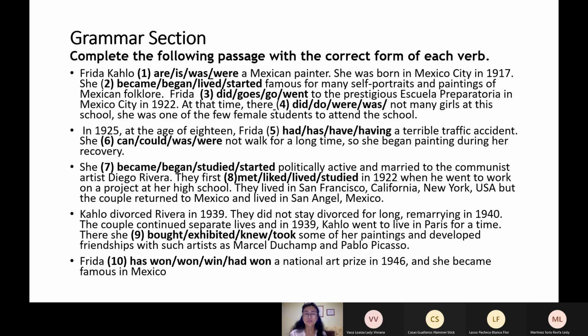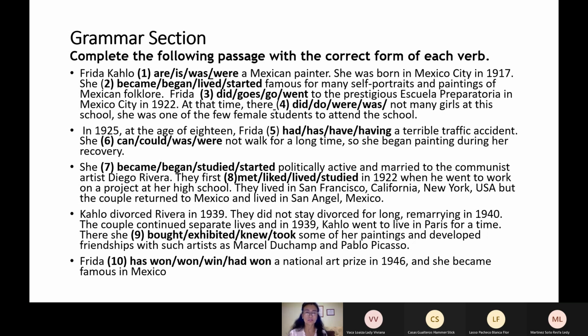So she began painting during her recovery. And she began, studied, or started politically active and married. What do you think? She became. Ella llegó a ser políticamente activa. She became, very good, politically active and married to the communist artist Diego Rivera. Ya estamos hablando de casamiento, matrimonio.